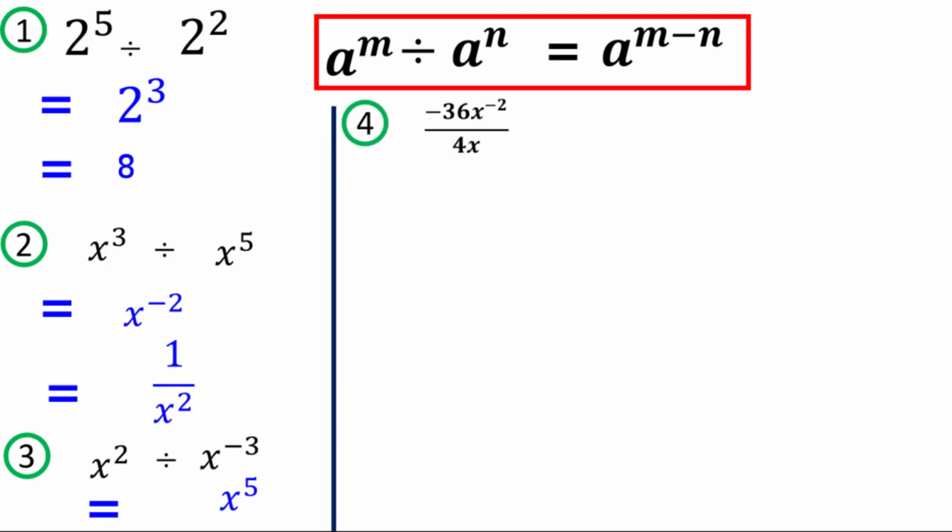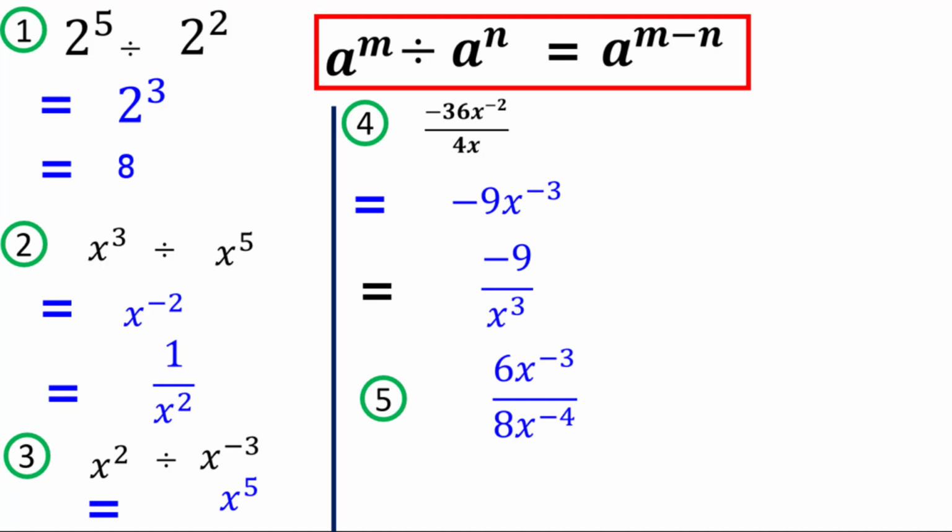Negative 36x raised to the power negative 2 over 4x, we can write here negative 36 divided by 4, it will be negative 9, and we can move x raised to the power negative 2 down to be x raised to the power 2, so we have here x times x squared, it will be x cubed, so it will be negative 9x raised to the power negative 3. Move negative 3 down to be x cubed, it will be negative 9 over x cubed.